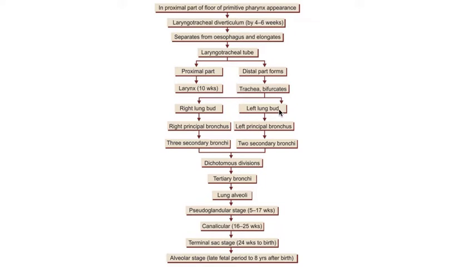This trachea bifurcates into the right and the left lung bud. Then it ramifies to right principal bronchus and three secondary bronchus in the right and two in the left part. It has dichotomous divisions forming tertiary bronchus, then the lung alveoli. The lung alveoli has four stages, that is the pseudoglandular stage, 5 to 17 weeks, the canalicular stage, 16 to 25 weeks, terminal sac stage, 24 weeks, and the alveolar stage, that is the late fetal period to 8 years after birth.